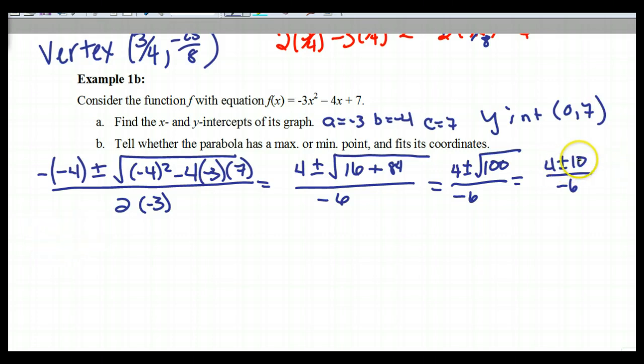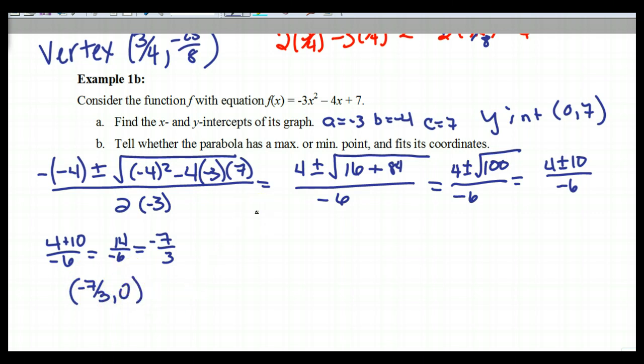So 4 plus 10 is just going to be 14. Yeah, -6. It'll be -14/6, or if I simplify that, -7 over 3. Good. Why is it negative? Because there's a -6 on the bottom. Okay, so that x-intercept is -7/3.